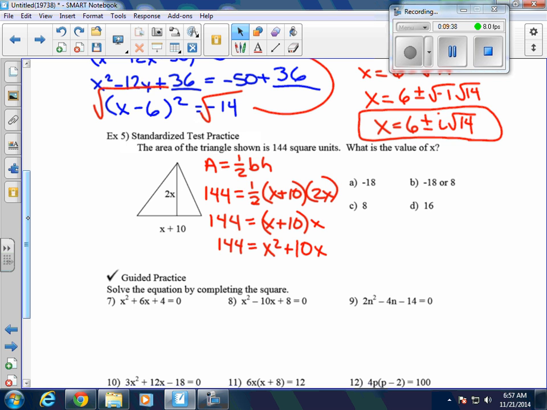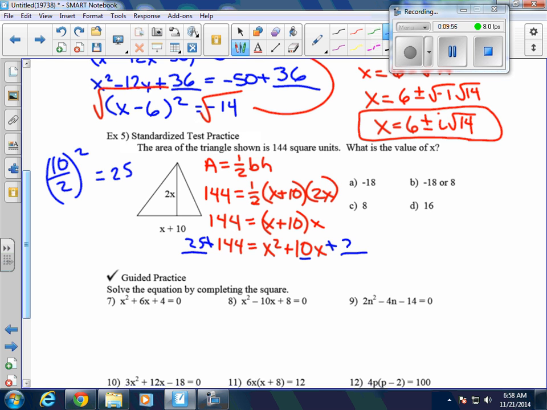So now what we're going to do is add some number to both sides. And again, we're going to take the b term. So it's 10 divided by 2 squared. 10 divided by 2 is 5. 5 squared is 25. So we're going to add 25 to both sides. And once again, we're going to get x plus 5 squared, because that is a perfect square trinomial, and the right side is 169. So if we come over here, I'm going to get x plus 5 equals plus or minus the square root of 169.